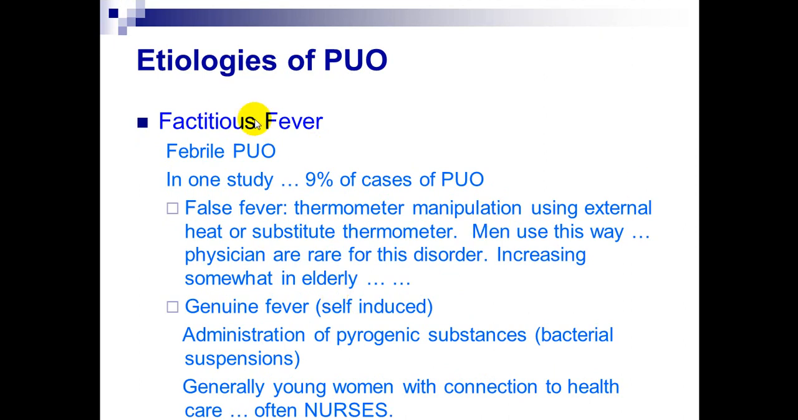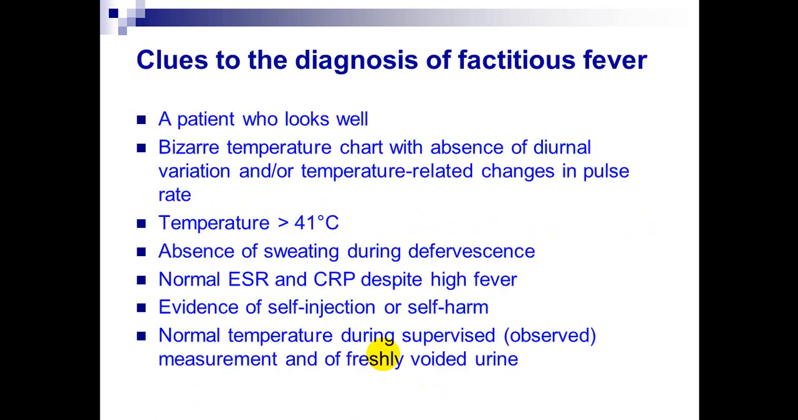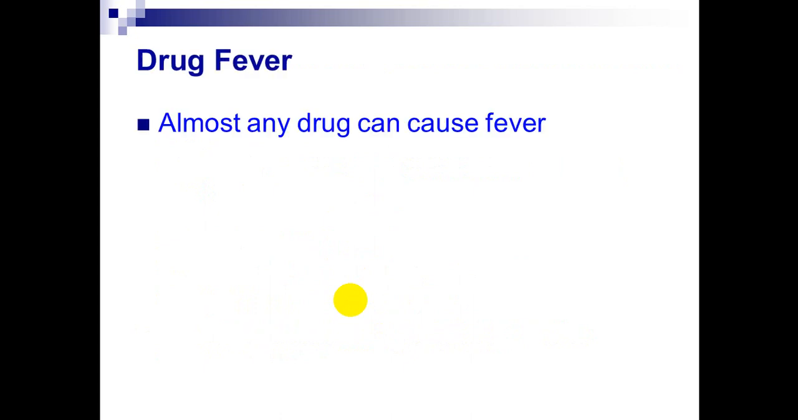Those are called factitious fever, induced by the patient, and could be induced by a nurse. Some nurses take thyroxine to raise the basal metabolic rate and cause fever. Clues to factitious fever: patient history, work, bizarre temperature chart, temperature usually high, more than 41, absence of sweating, normal ESR and C-reactive protein, and there is always evidence of self-injection. You should examine the patient carefully.